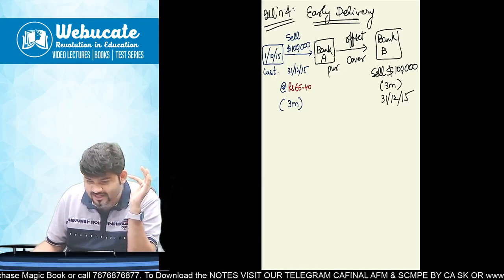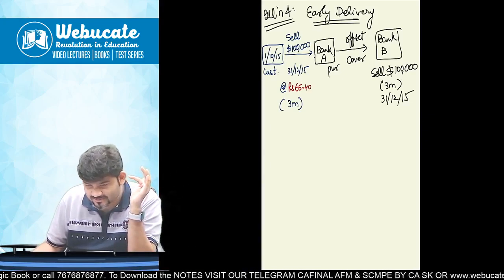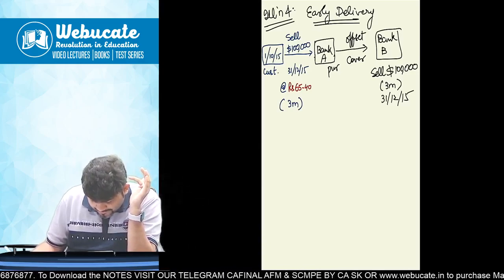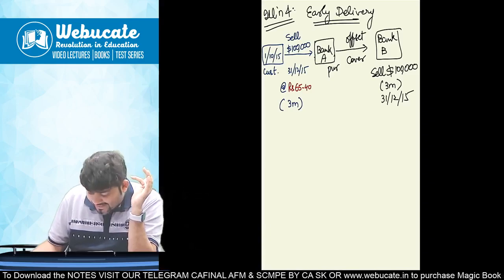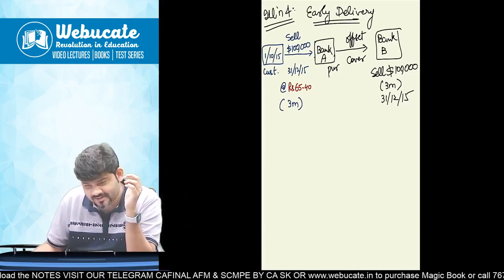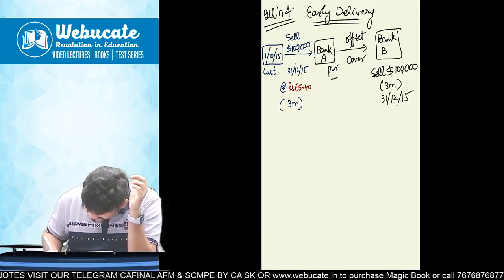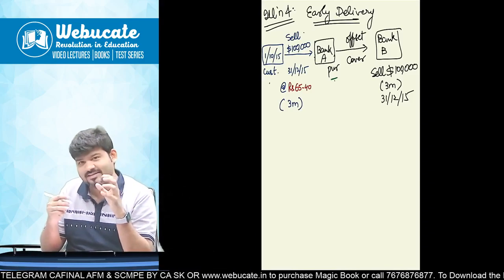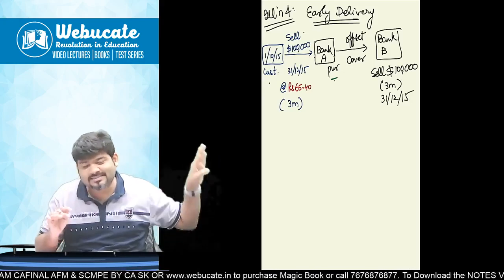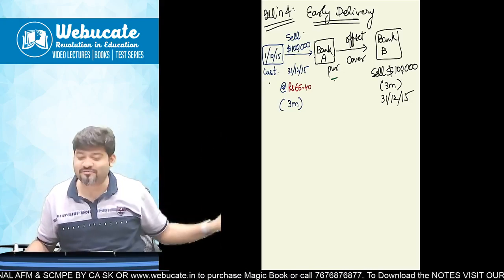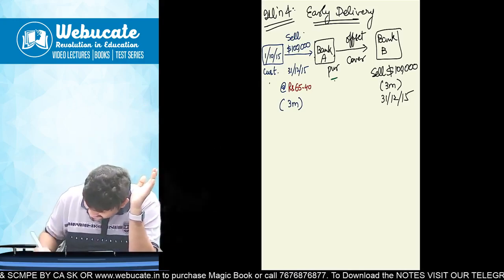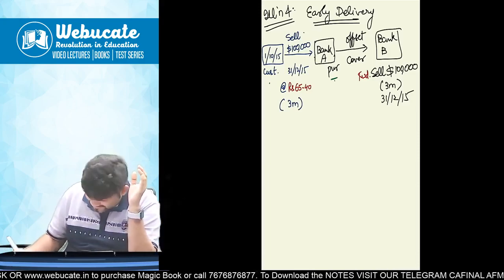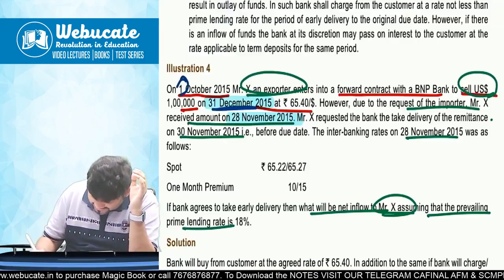Oh, Rushi, my boy is there. Bank A will sell to bank B, brother. Bank A is purchasing here. See, customer is selling to bank A. So, bank A is purchasing. Right? It will offset by selling. It will enter into a forward sell. Rushi, did you get it, my boy? It will enter into a forward sell. Okay, done.